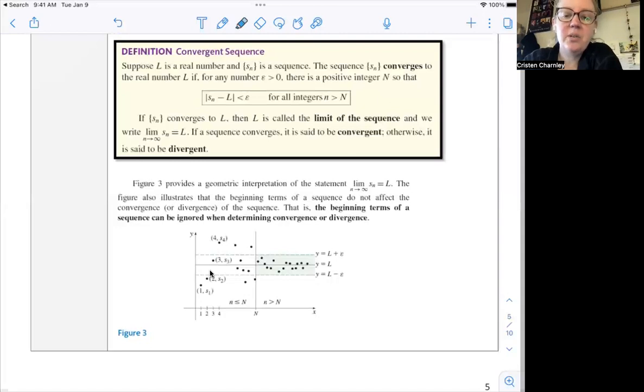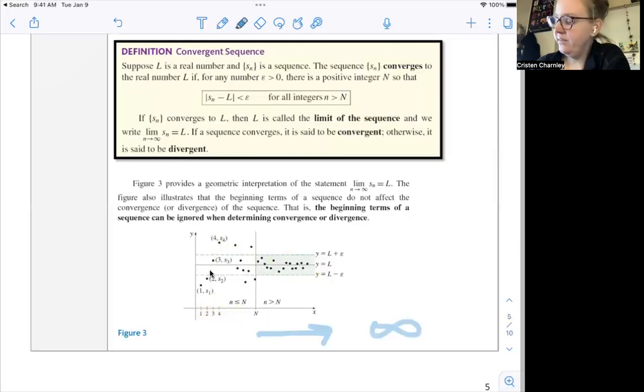Figure 3, we have a geometric representation of what's going on with the sequence. The figure illustrates that the beginning terms of the sequence do not affect the convergence or divergence of the sequence. So whatever's happening here in the beginning does not dictate what happens later on. The beginning terms of the sequence can be ignored when determining convergence or divergence. So if we're talking about this stuff in the beginning, that's great. But if we want to talk about terms as they go on, where do you suppose we're headed?